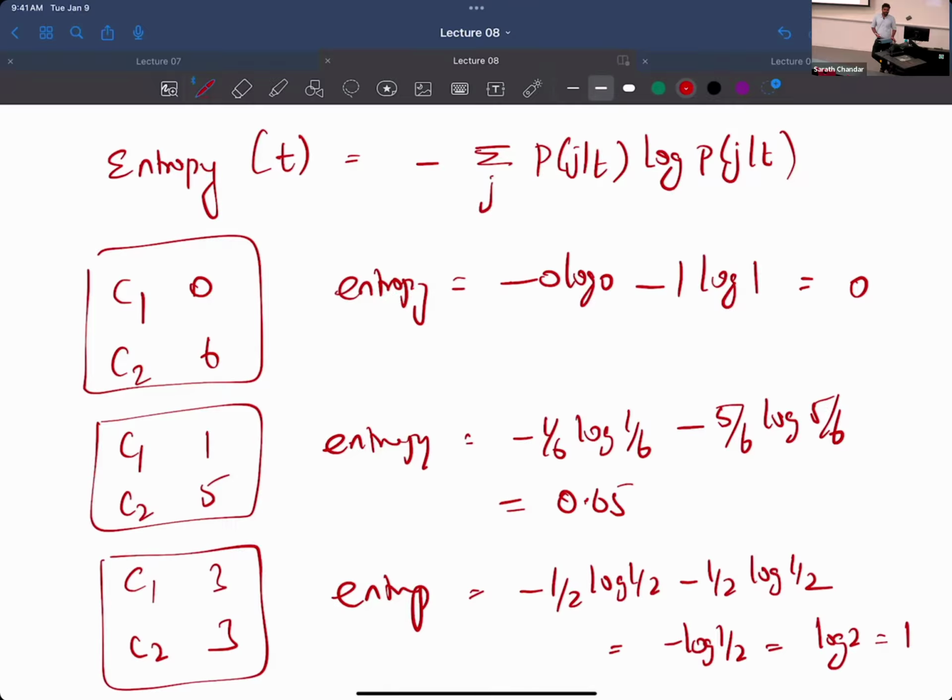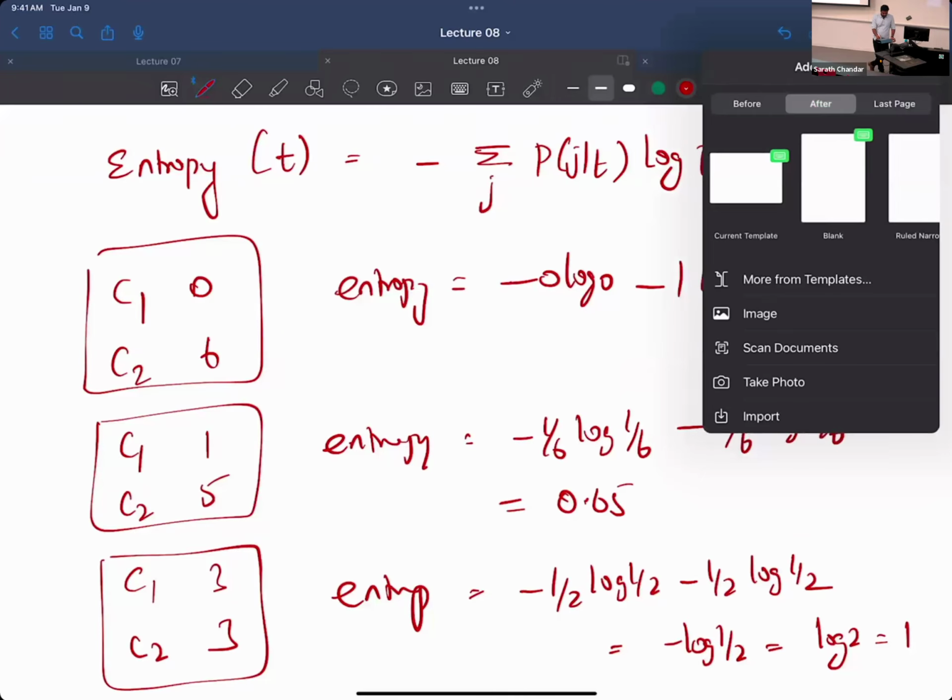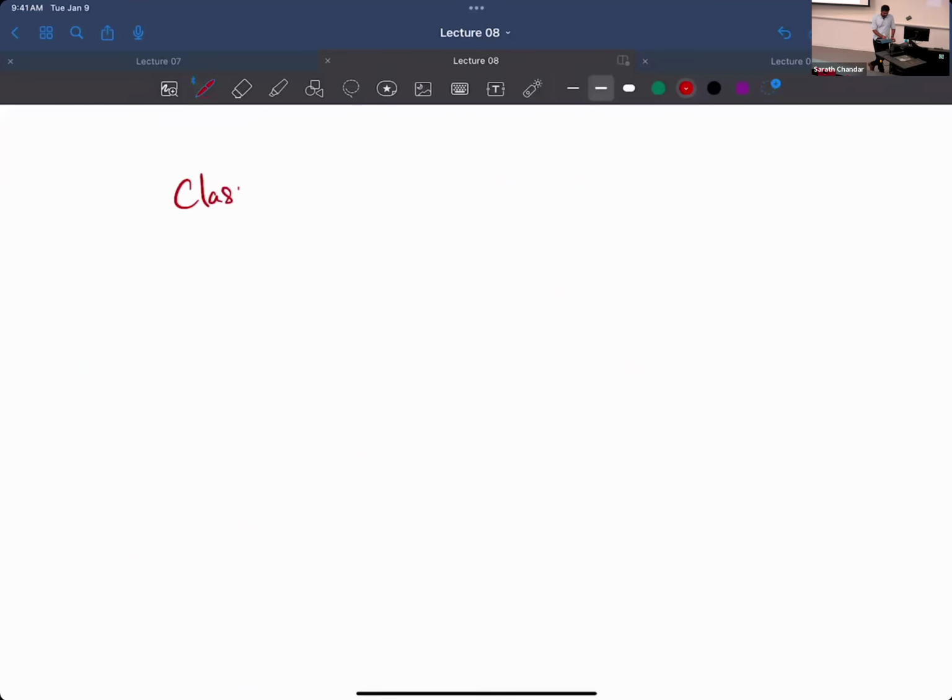So entropy is between 0 and 1. When it is 0, it's completely homogeneous. When it is 1, it is completely heterogeneous. Is that clear? There's also a third metric, which is classification error, but I'm not going to do the examples for that. It's really easy. Classification error is defined as 1 minus max of P of i given T.